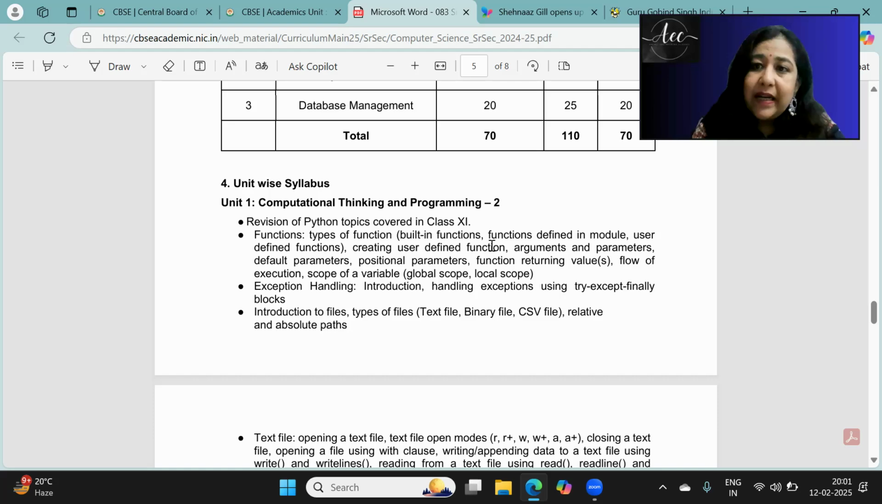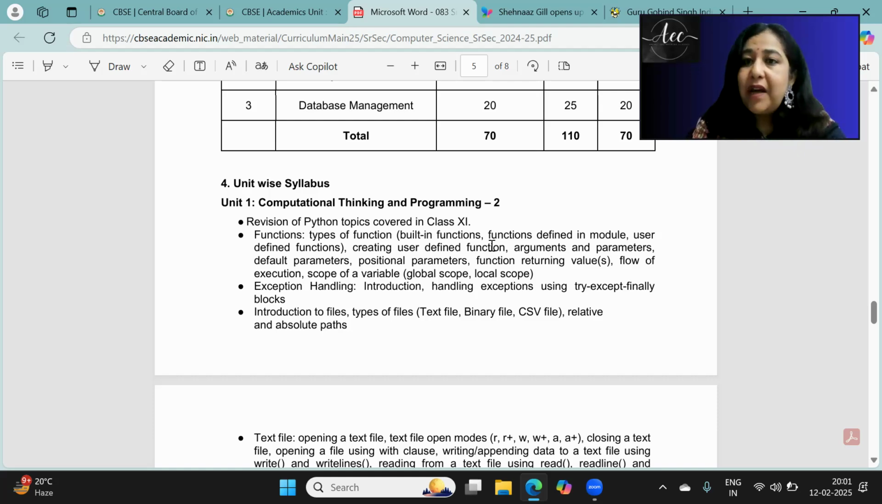Then you have exception handling. Exception means a runtime error. That is an error which occurs during the execution of the program. If the error occurs during the execution of the program, how to handle it, that comes under exception handling. Then you have introduction to files. This is the major portion of Python.